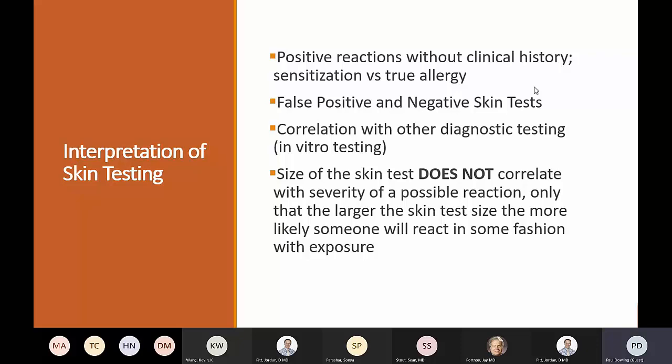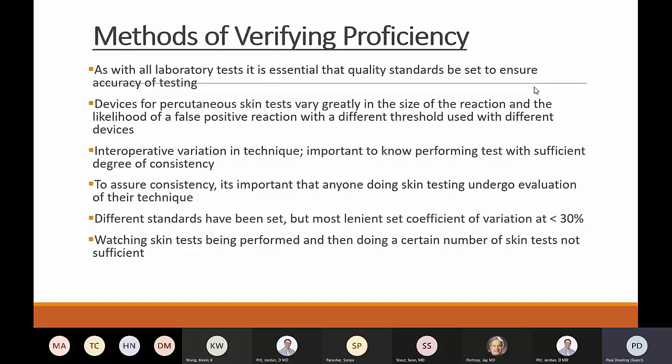I'm going to take the last few minutes and talk about methods of verifying proficiency, because when you're doing skin testing, as I mentioned, there are a lot of things that you do every day in your practice that rely on skin testing and rely on the skin testing being accurate. Again, you don't want to miss someone who has a drug allergy or a food allergy with a false negative test. And by the same token, you don't want to diagnose someone with a food allergy who really doesn't have it, that may have to carry an EpiPen the rest of their life.